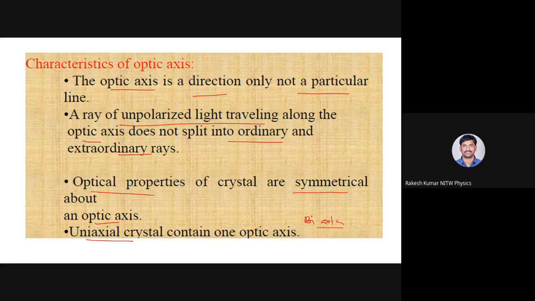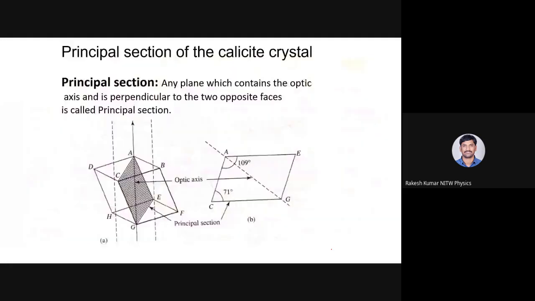In uniaxial crystal, you are going to get a single optic axis, whereas in biaxial crystal, you are going to have two optic axes. That means your light is going to see two identical environments along two particular directions. So that is what is meant by uniaxial and biaxial crystals.